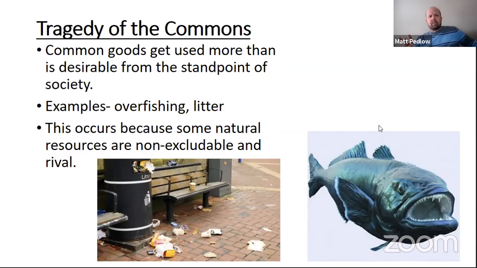So what would an example be of the tragedy of the commons? Okay, we're going to talk about a couple of these. So overfishing out in our oceans or litter, right? And it occurs because some natural resources are non-excludable, but rival. So if you go back to those terms we started with today, some natural resources are, you can't exclude people from being there, but they're rival.